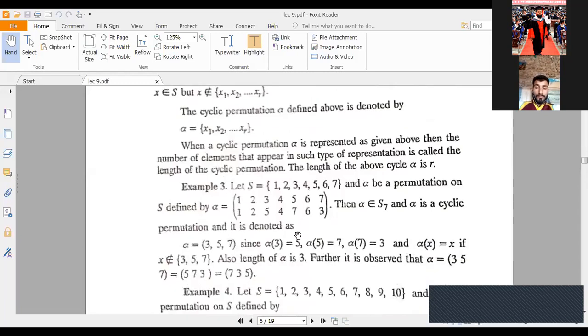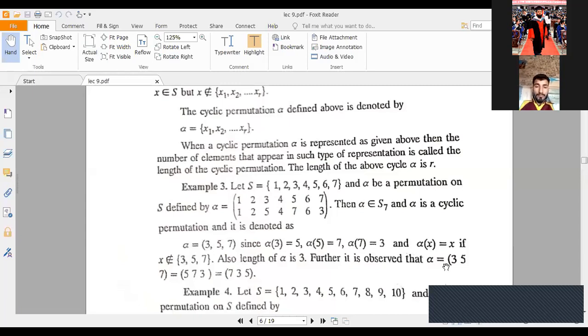Now see here in example 3, there are 7 elements in S. Here alpha is a permutation on S defined this way. 1 goes to 1, this is fixed. 2 goes to 2 is also fixed. 4 goes to 4 is also fixed. But 3 goes to 5, 5 goes to 7, and 7 goes to 3. This is one cycle, and the other elements are fixed. It means alpha equals (3 5 7), because 3 goes to 5, 5 goes to 7, and 7 goes to 3, and the fixed elements are 1, 2, 4 and 6. The length of the cycle is 3.